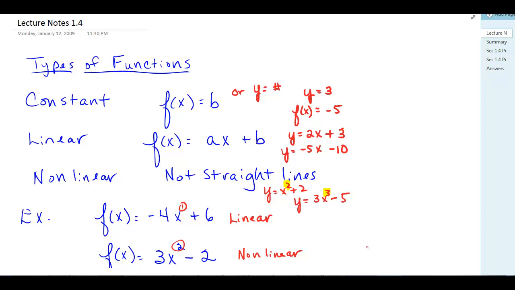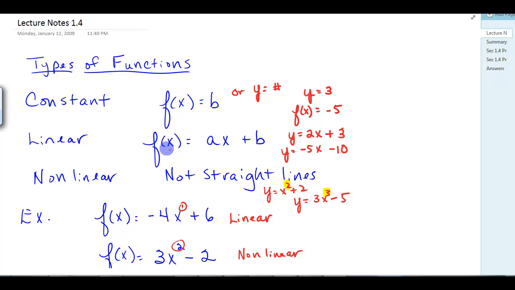So for the constant function, it's f of x equals b, or y equals some number. Here's some examples. Y equals 3, f of x equals -5. There's no x term. It is a constant function, and it is a horizontal line.